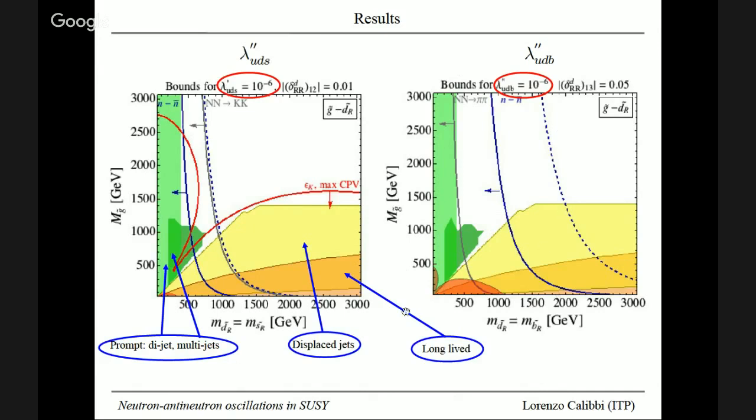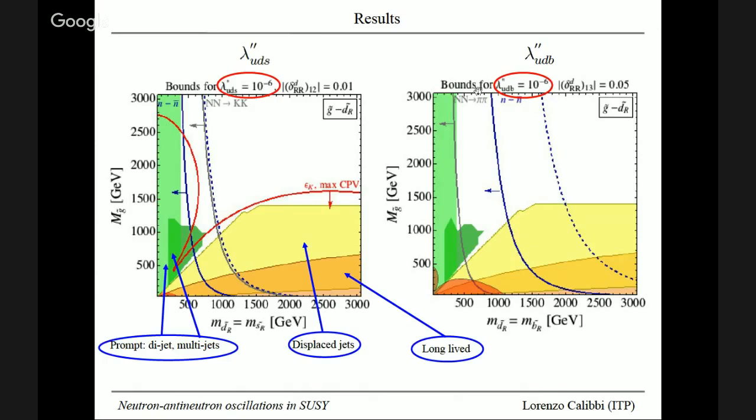Well, on the other hand, the flavor constraints are not so strong in the B sector. So in case you have this interaction, the constraint from flavor comes from BB bar mixing, which constrains only this region. So you see that your parameter space is much less constrained. You have much more room for improvement, in a sense, from NN bar alone.